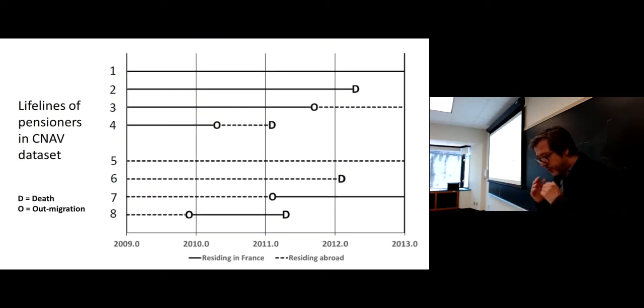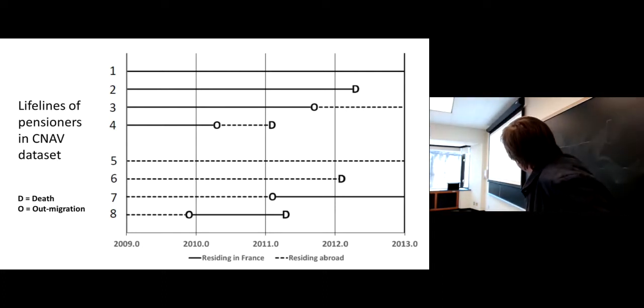So with this information, we have this database where each pensioner is going to fall into one of 8 categories, depending on their residence and how their residence and survival status change. So the first 4, these are the lifelines for individuals. The top 4 individuals are pensioners who reside in France at baseline, and we observe them. And then they are tracked.